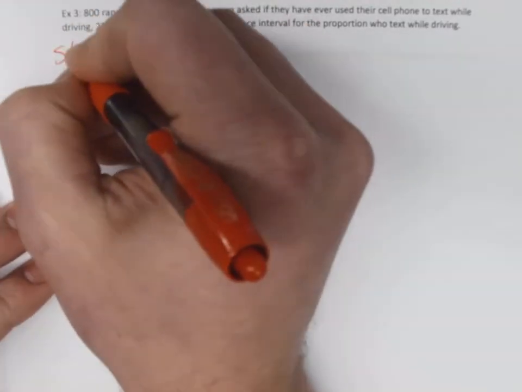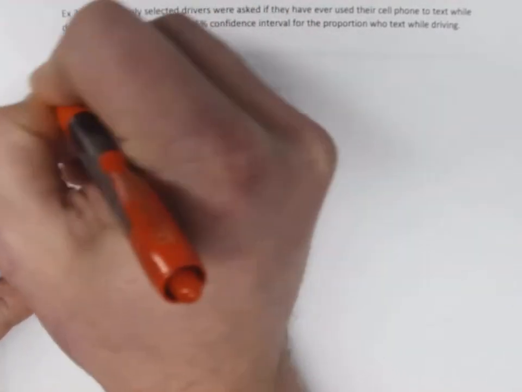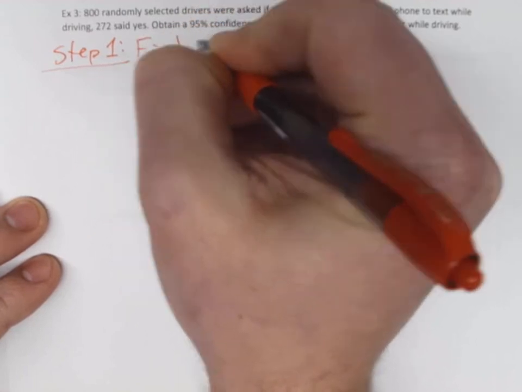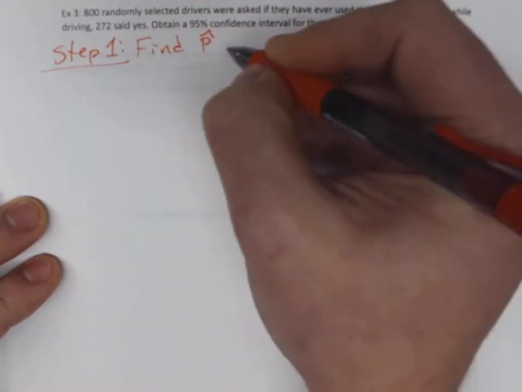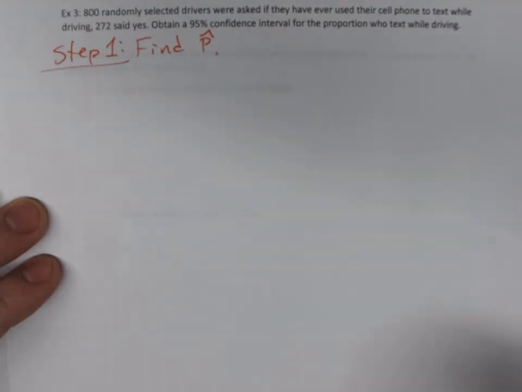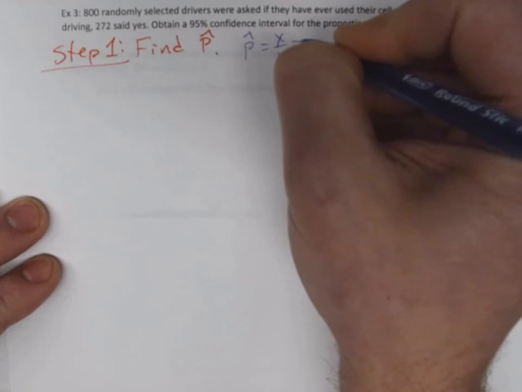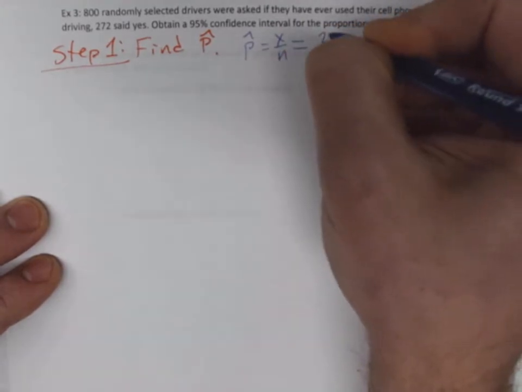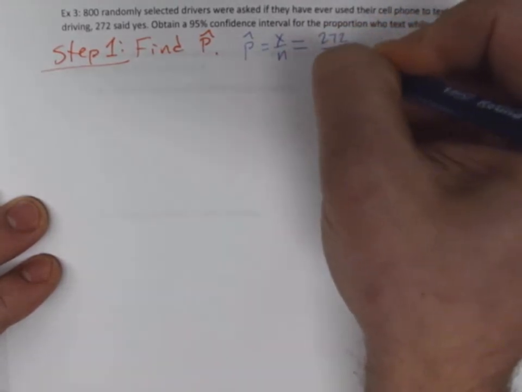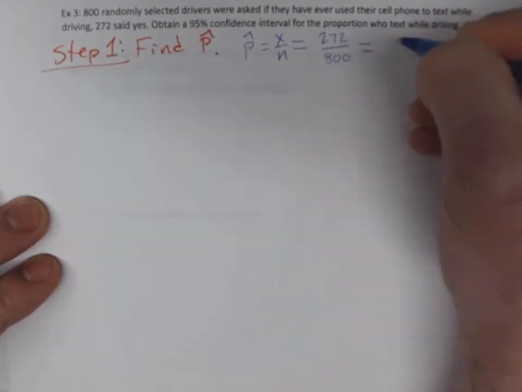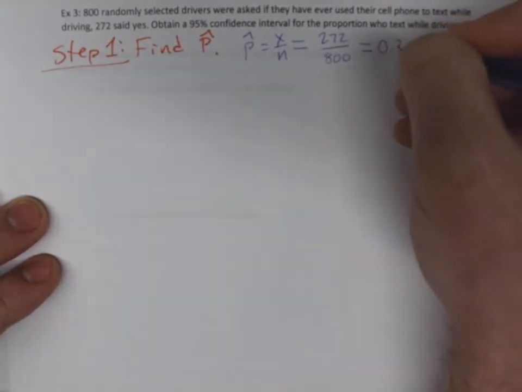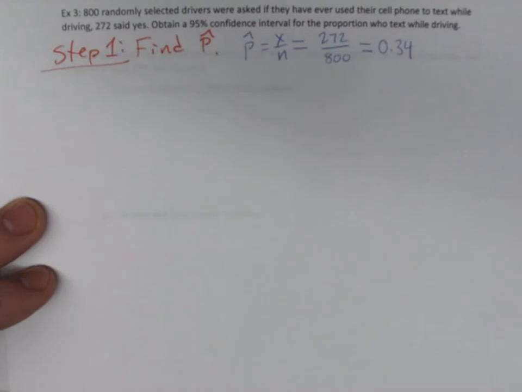All right, step 1: find p hat. So p hat we said was equal to x over n. Here it's 272 over 800, and that is equal to 0.34. So 34% of these 800 randomly selected drivers said they text while driving.